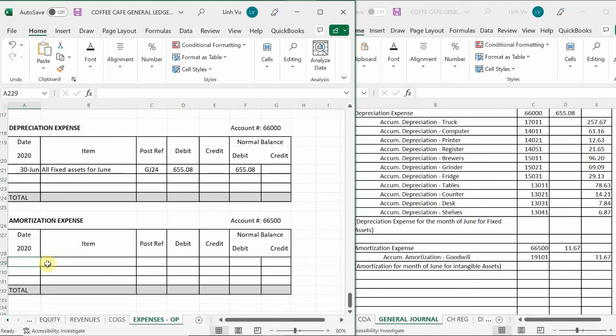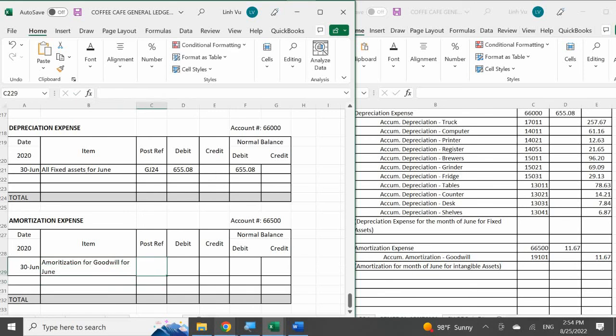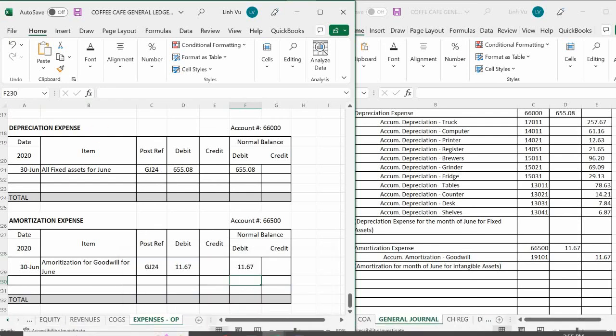I'm also going to go ahead and do the amortization because it's literally right below it. So that way when we plug in all our numbers, it just goes in exactly how we list them all out to be. Okay, so there you go. Amortization for goodwill for June for that $11.67.